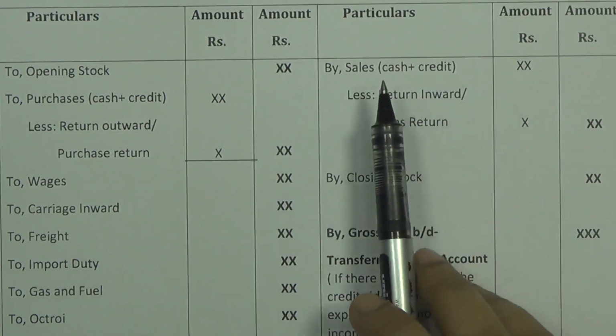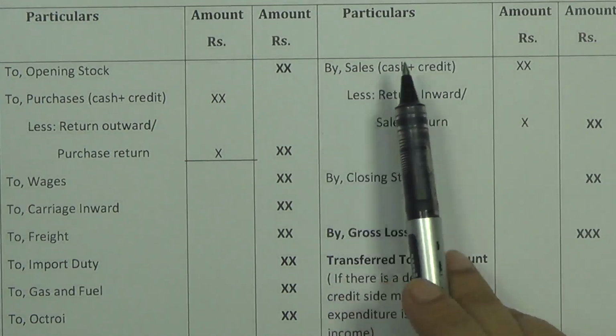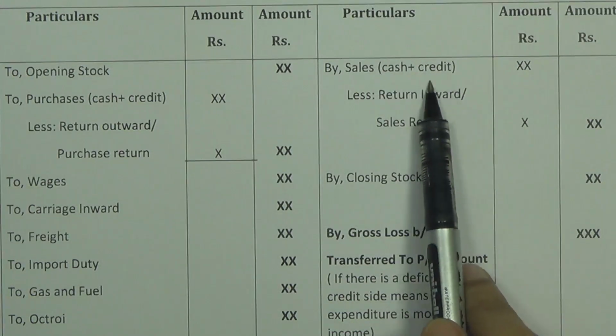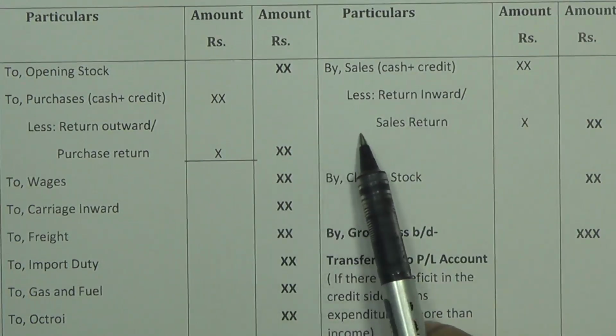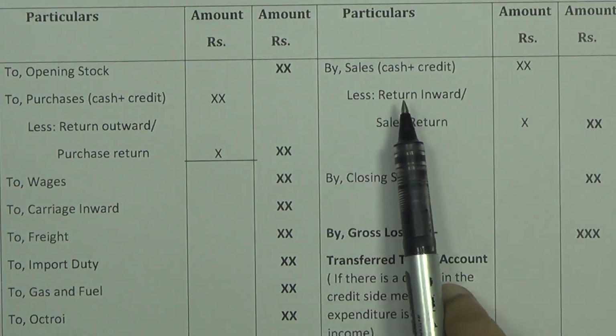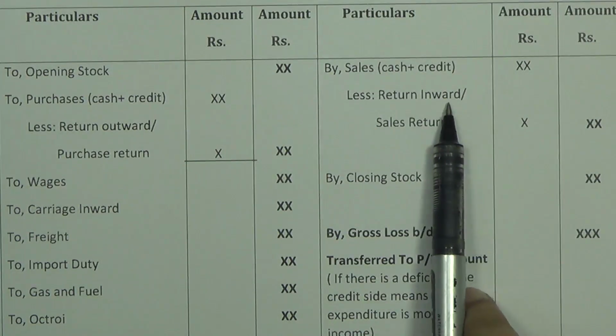Look up to your credit side, which is your income side. By sales. Again, sales includes both cash and credit. You don't need to specify this. If there is a return, then you're going to minus it from sales. Sales return is also known as return inward.